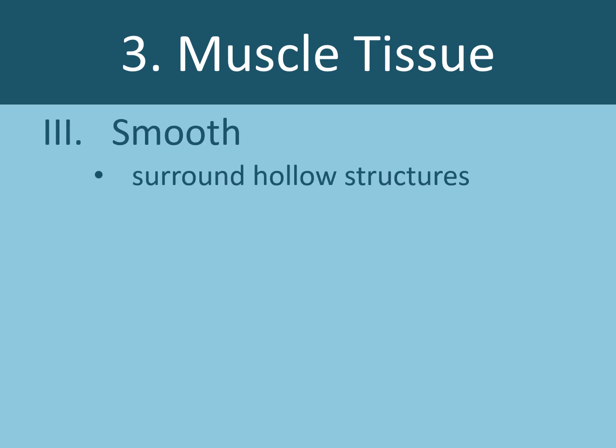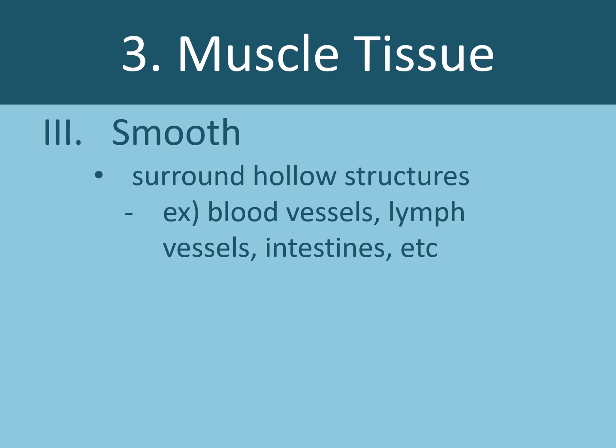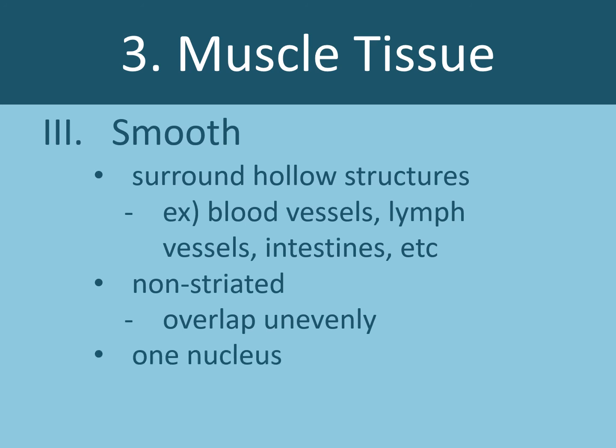Again, smooth muscle is found surrounding the hollow structures of the body. For example, our blood vessels, our lymph vessels, and our intestines are surrounded and controlled by smooth muscle. Smooth muscle is non-striated, and the cells of smooth muscle overlap unevenly. The cells in smooth muscle only contain one nucleus. Contrast that to skeletal muscle, where the cells are multinucleate. In other words, they have many nuclei.